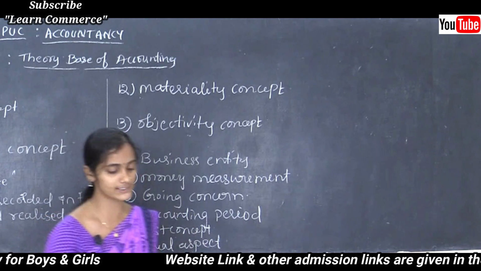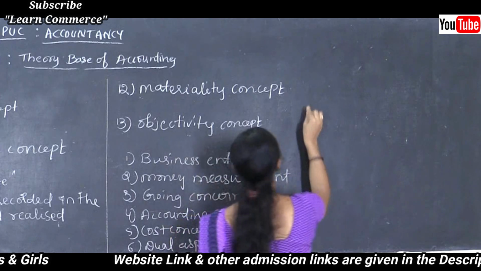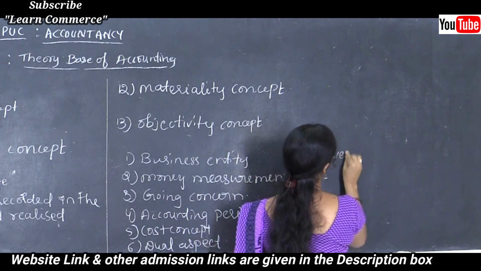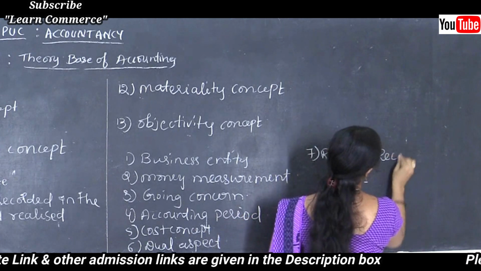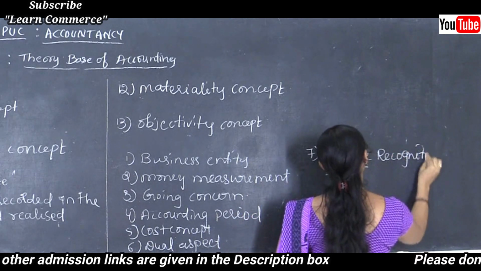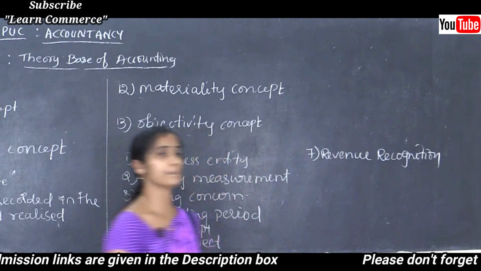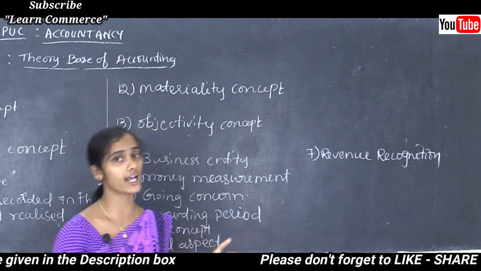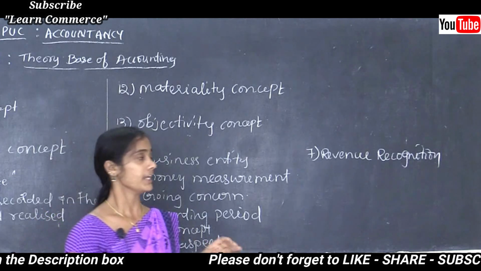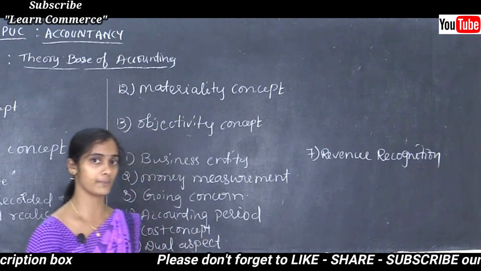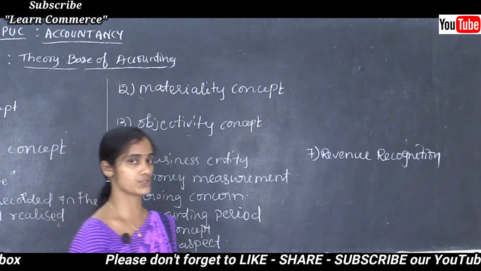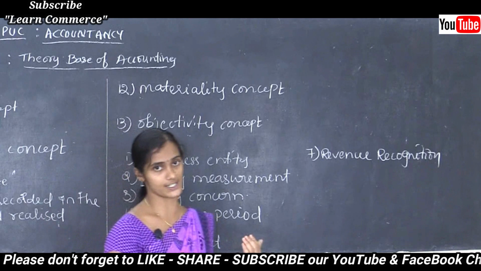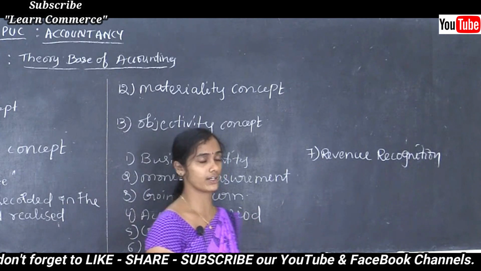And the seventh one is the revenue recognition concept. According to this concept, revenue should be included in the books of accounts only when it is earned, not when received. When revenue is earned, immediately we should record it in the books of accounts. We should not wait for the cash receipt. Okay, that is about the revenue recognition concept.